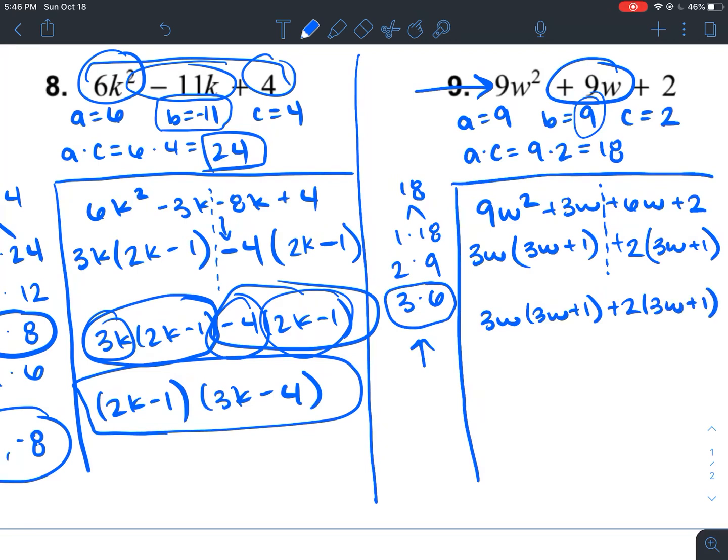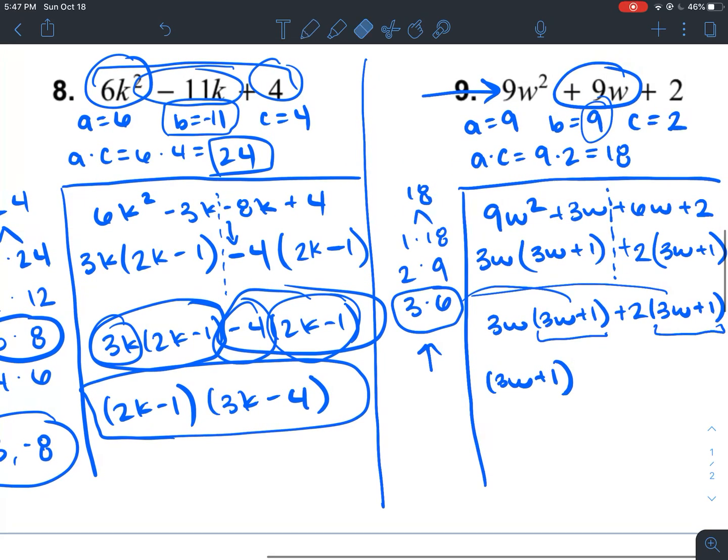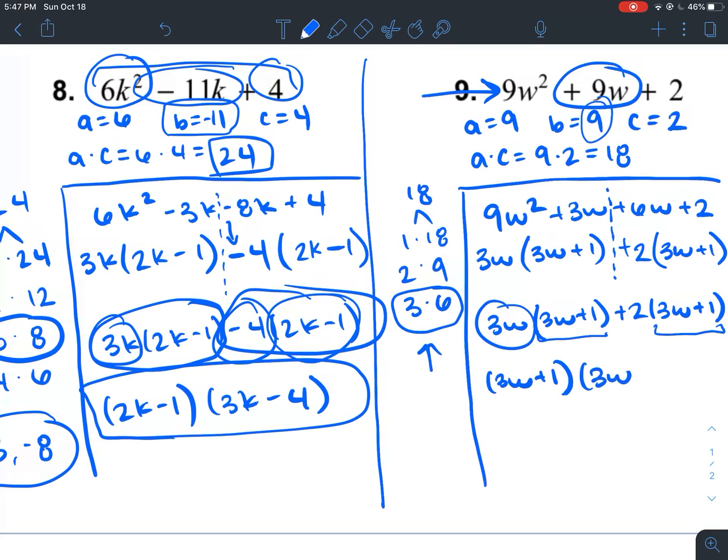Now you see that they both have a common binomial factor of 3w plus 1, so take those out. So when we take out a 3w plus 1 from the first term, we'll be left with just 3w. And from the second term, we'll be left with positive 2. And that would be your answer right there.